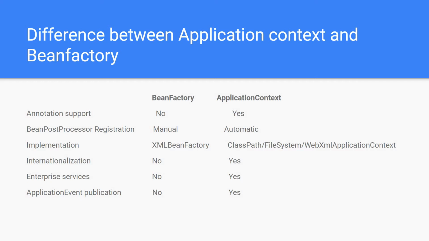Bean post processor registration we have to do manually in BeanFactory, and it is automatic in ApplicationContext. Implementation: BeanFactory uses XML, and for ApplicationContext we have different implementations like classpath, file system, and web XML application context. Internationalization or i18n support, BeanFactory doesn't support, ApplicationContext supports i18n. Enterprise services, BeanFactory doesn't support, ApplicationContext does. Application event publication, again BeanFactory doesn't support and ApplicationContext does. So here ApplicationContext is the winner.